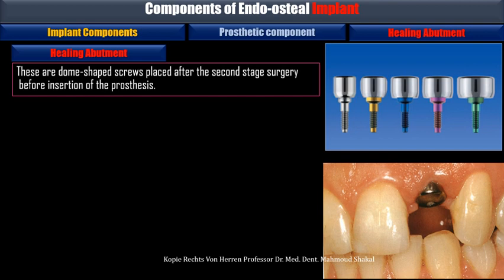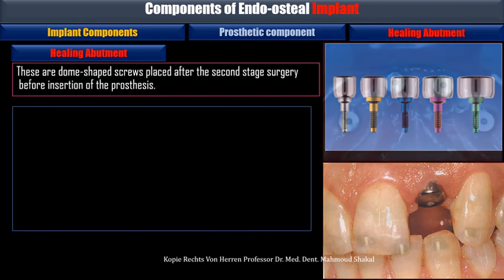So first you surgically insert the implant. Second step, you place the screw, cover screw, and then after the healing period, you use the healing abutment or the gingival former to give a form for the gingiva, to give a natural emergence profile.